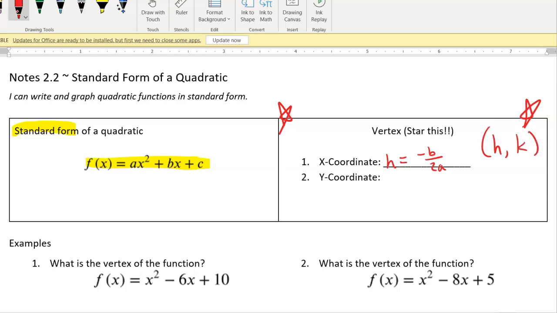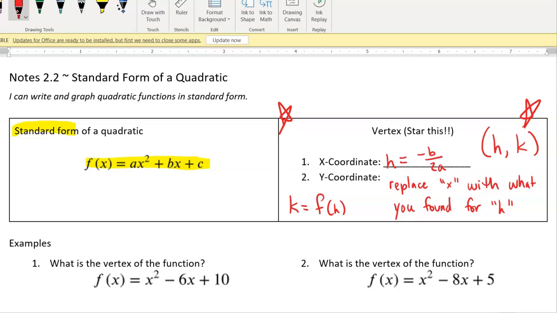Remember, the y value for the vertex, we call that k. So how do we find that? Well, mathematically, we would say that to find k, we take f of h. What does that mean? That just means we're going to replace x in our equation with what you found for h. Whatever we find for h, we just plug that in for x into the equation.